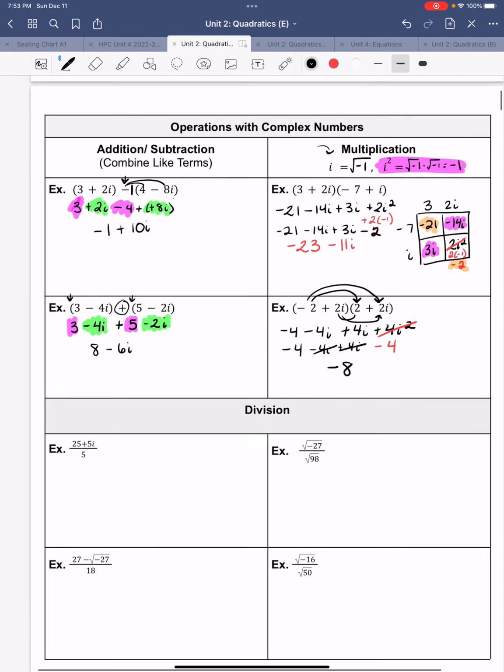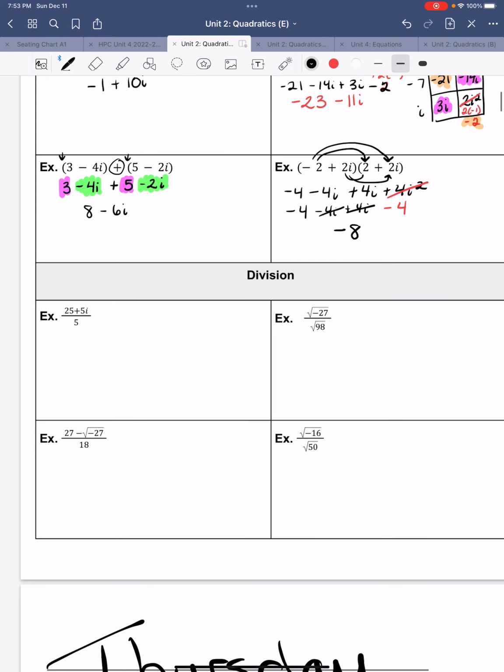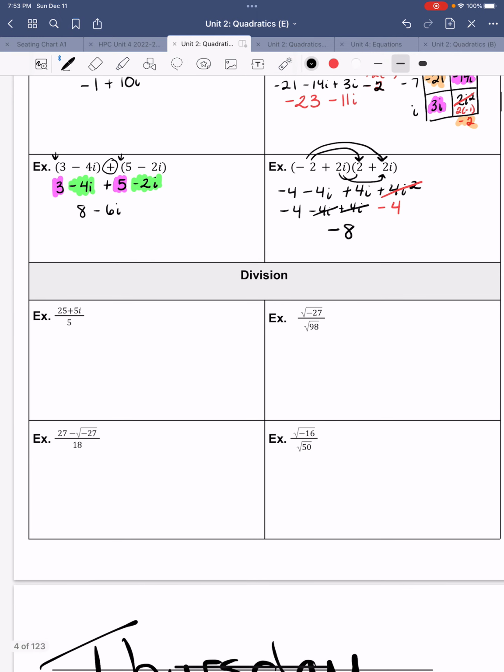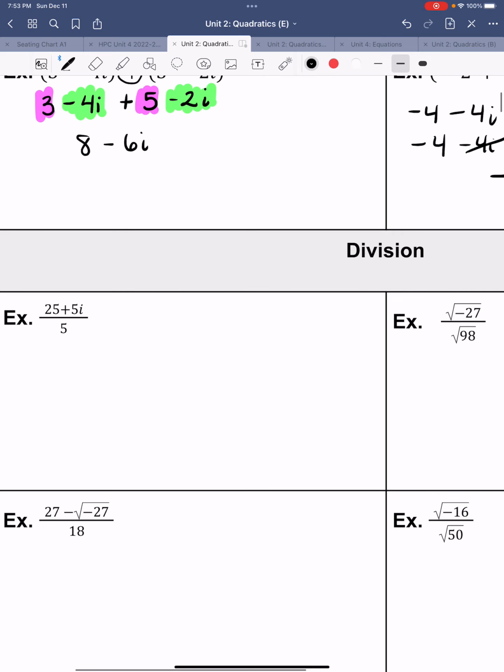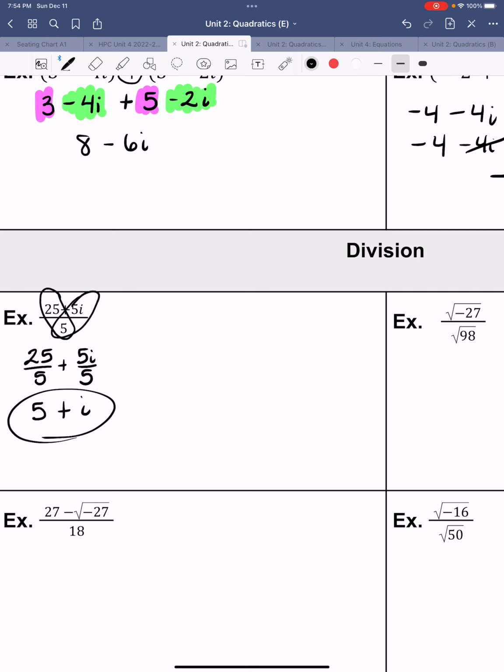All right, last but not least is looking at division. And so with division, we are actually dividing both of these terms by 5. So I'm going to rewrite this as 25 over 5 plus 5i over 5. 25 divided by 5 is 5, plus 5 divided by 5 is i, so we get 5 plus i. It's just distributive property, but with division. That's the only difference. If you have something that looks like that, you can just do that.